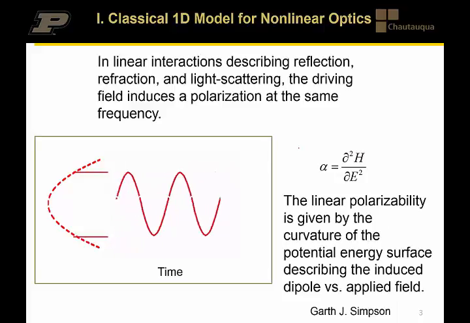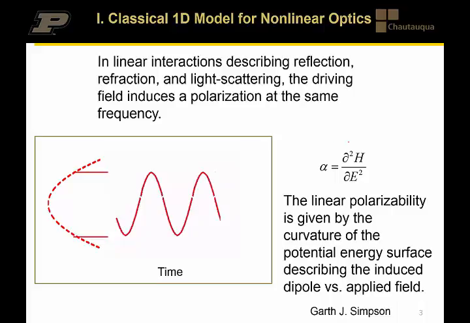So we can describe quantum mechanically the linear polarizability by the curvature of the potential energy, H, the internal energy, as a function of the electric field, E. So you can think of, if we apply an electric field and we induce a particular internal energy, if we have a steep curvature, then we induce a greater internal energy for the same sloshing. For the same applied electric field.